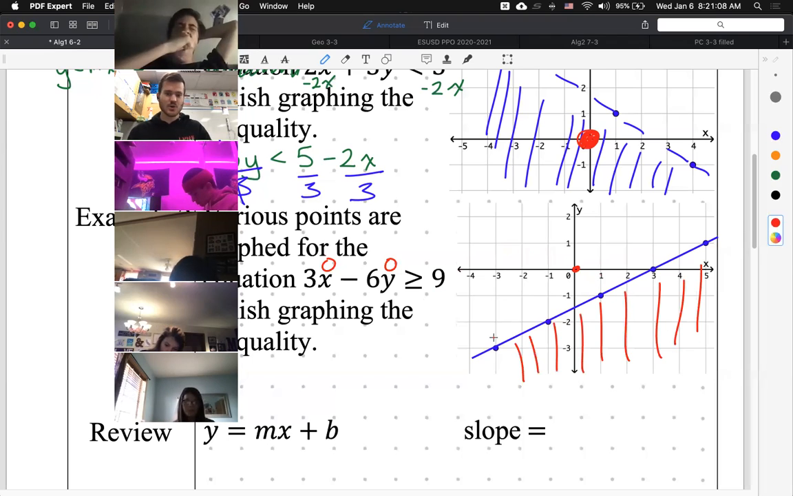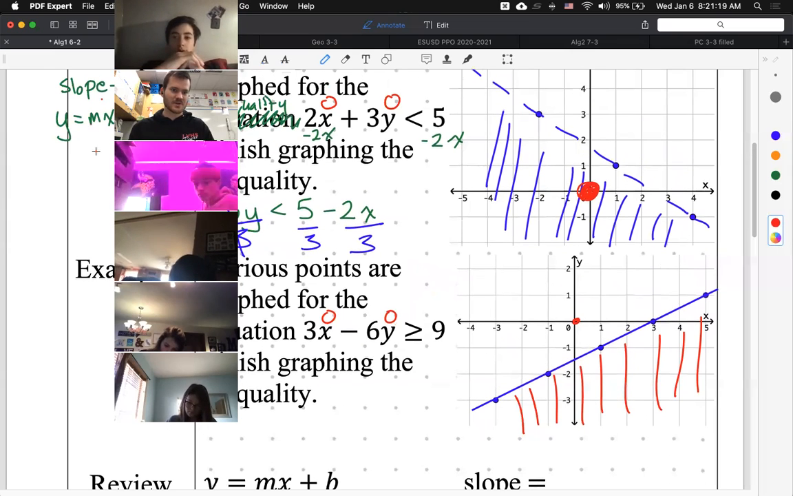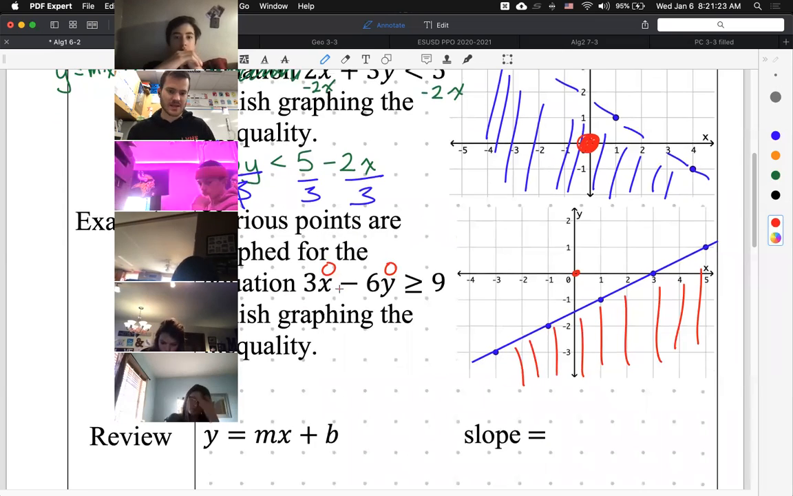Which is counterintuitive at first, because you might see this symbol and say, that's greater than or equal to, and greater than or equal to means up. In general, yes, but only if you're in slope-intercept form, or you can do the shortcut method of just plugging in a number.